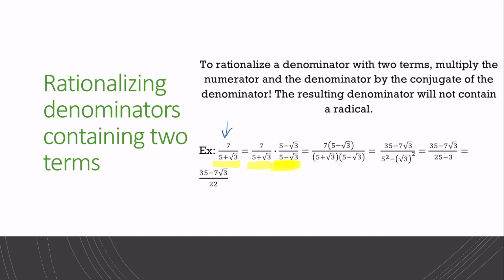When I do that, in the top I'm going to distribute, and in the bottom I need to FOIL the whole thing. If I distribute and then FOIL, all my middle terms cancel out. So I have 5 squared minus the square root of 3 squared, otherwise known as the square root of 9. And then I'm left with this constant in my denominator. So let's practice doing a few of these on our own.